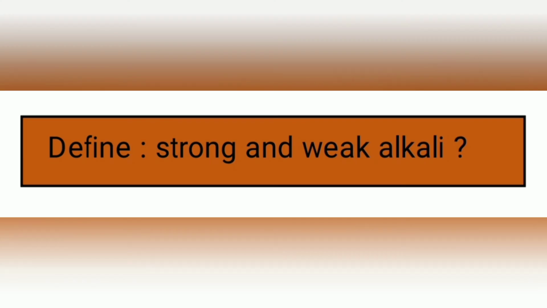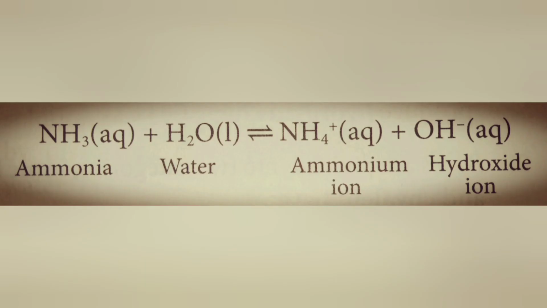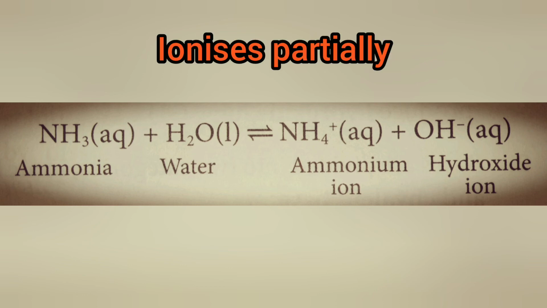A weak alkali is an alkali which ionizes partially in water to produce a low concentration of hydroxide ions. For example, ammonia is a weak alkali. It is only partially ionized in water, which means the ionization of ammonia in water is incomplete. Only a small amount of ammonia molecules are ionized in water to produce ammonium ions and hydroxide ions.